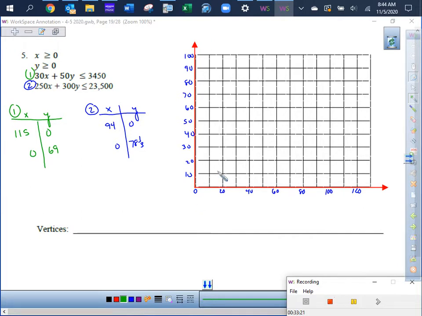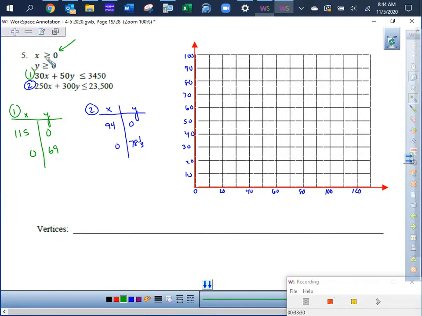Okay. Now, here's what we've got to do. We've got to graph these two guys. Isn't x greater than or equal to 0 this vertical dude right here? And isn't y greater than or equal to 0 this horizontal guy? So use your straight edge, please. Graph those guys. It's basically just the x-axis and the y-axis that this is making us graph. I put an arrow on them, too, just for fun.